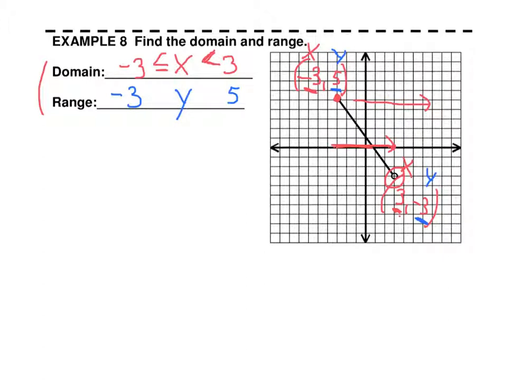And again, you just have to figure out what kind of symbol to put in between. So your y values go all the way from negative 3 all the way up to 5. So remember, as it goes up, it gets bigger. So y is going to be greater than a negative 3, but remember it's right here. It's not equal to because of that open circle. And then it's going to be less than or equal to 5 because you have a closed circle right here. Okay, so that's how we do that.